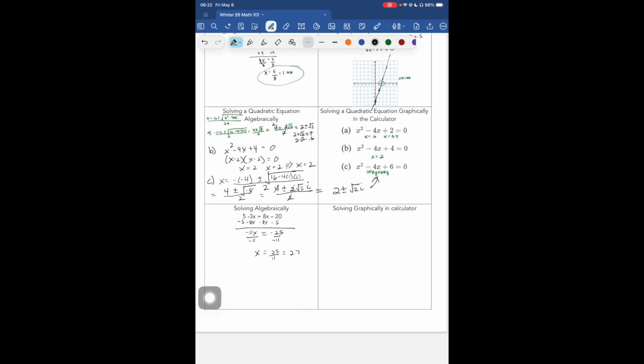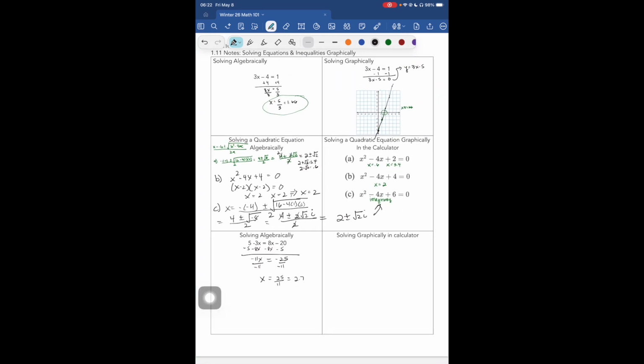Okay, let's graph it in the calculator. In the calculator, the way that you would take this type of equation is you would create two equations. We're going to split this equation down the middle: 5 minus 3x equals 8x minus 20. The first equation is going to be y equals 5 minus 3x, and the second equation is y equals 8x minus 20.